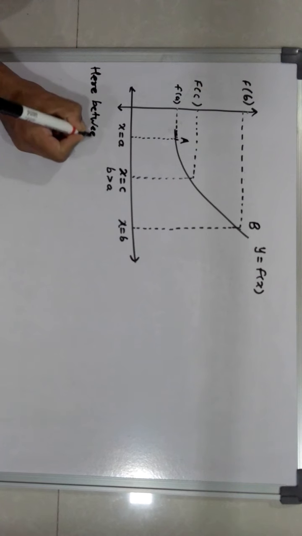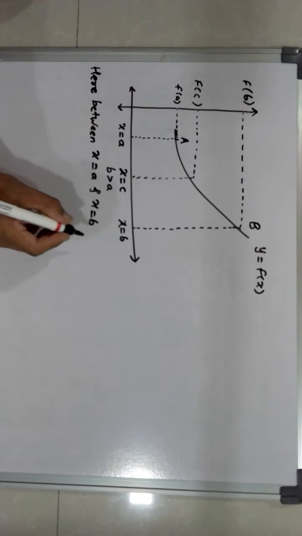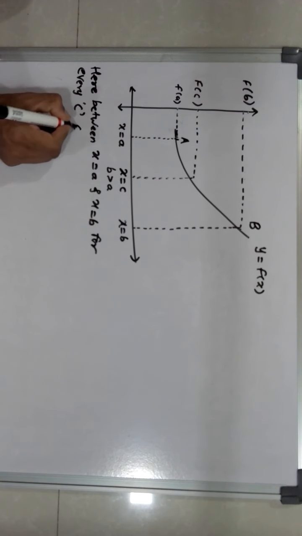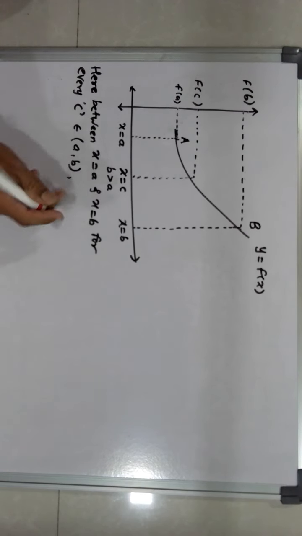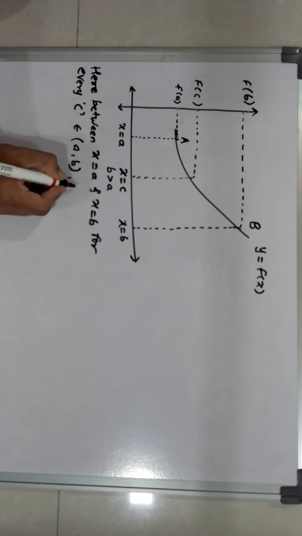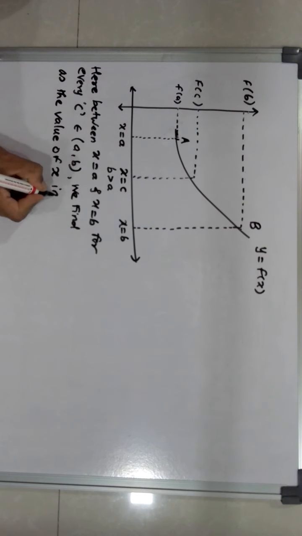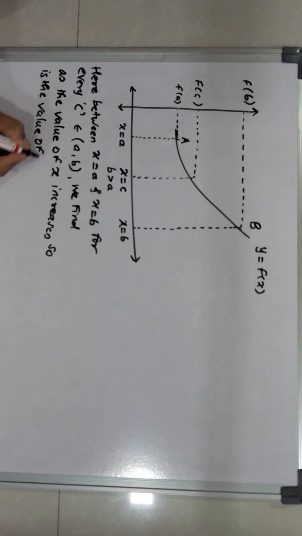The common observation which I observe over here is that between x is equal to a and x is equal to b, for every c belonging to the open interval (a, b), that is for every point c which is between a and b, we find that as the value of x increases, so is the value of y increasing.